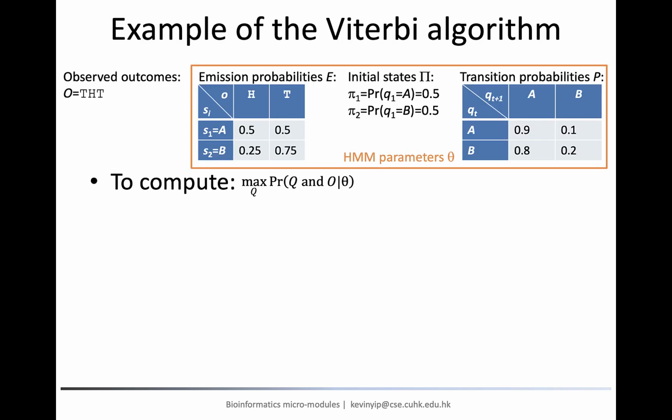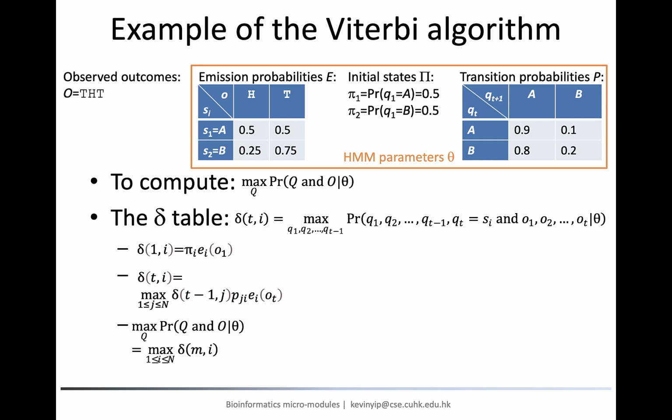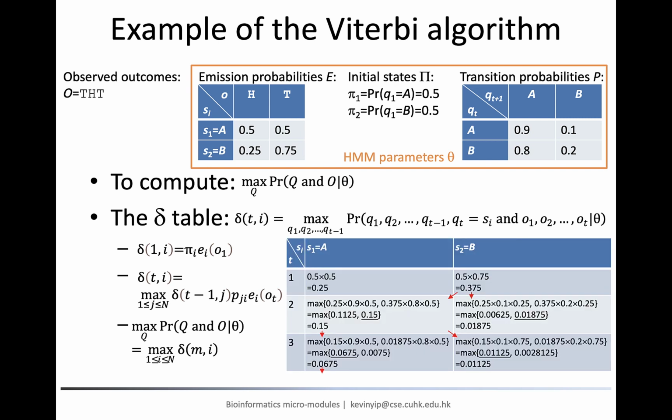Let's see an example of the use of the Viterbi algorithm. Here we have a fully specified hidden Markov model, and our goal is to find the most probable state sequence given the observations tail, head, tail. To provide an easy reference, we have all the formulas related to the algorithm copied here. The completed table is this one.